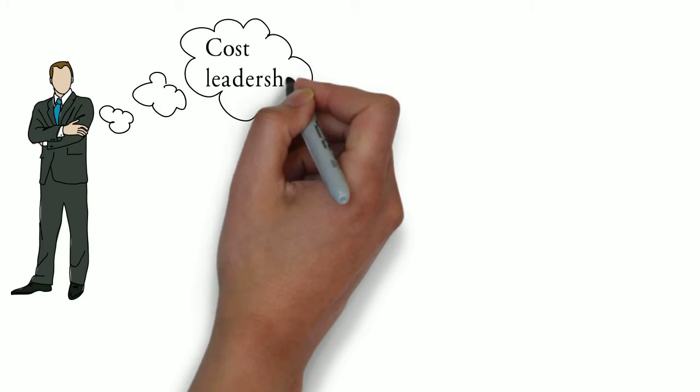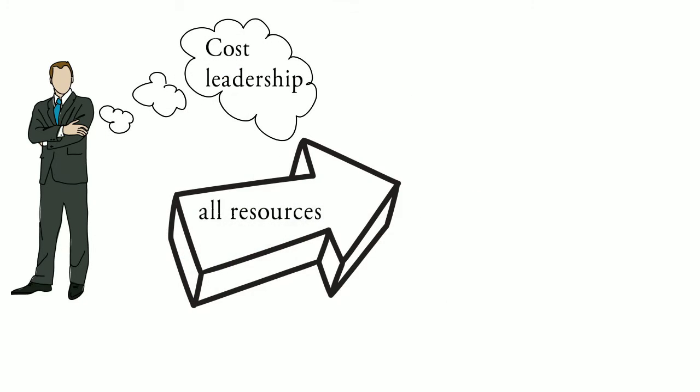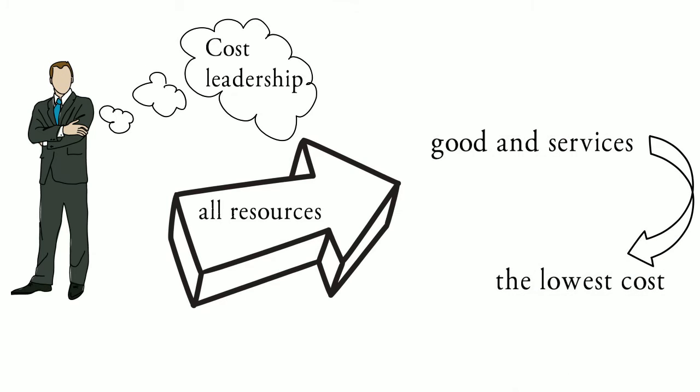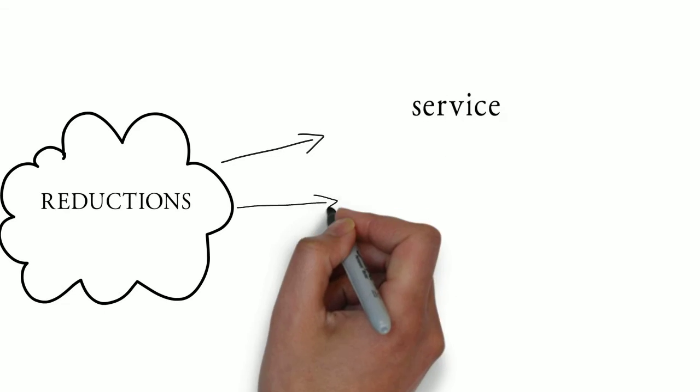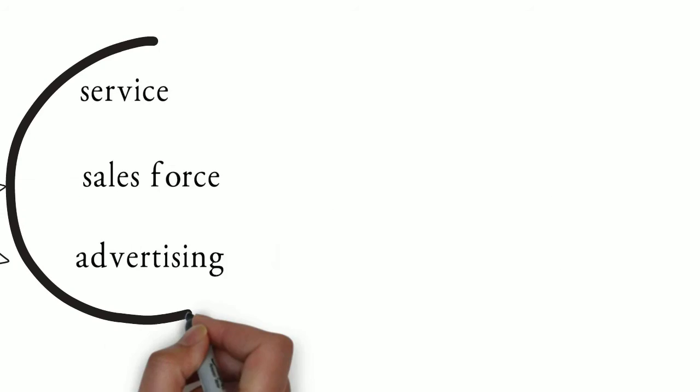Cost leadership is about organizing all your resources around producing goods and services at as low a cost as possible. To implement this strategy successfully, you need to reason through experience, economies of scale, modified supply chains, lean manufacturing, tight cost and overhead control, avoidance of marginal customer accounts, and cost minimization in areas like R&D, service, sales force, and advertising.